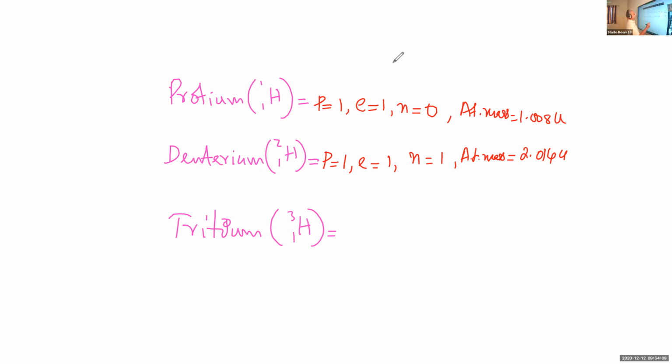Then come to tritium. Proton is equal to 1, electron is equal to 1, and the neutron is equal to 3 minus 1, which is 2. So the atomic mass will be 3: 2 neutrons and 1 proton, which is 3.016 U, or approximately 3.